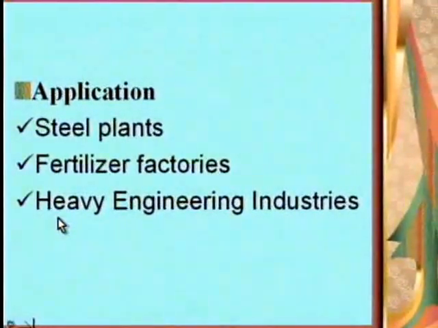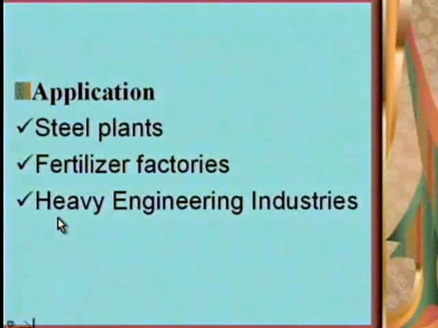Application. Joint stock companies are applied in very large industries like steel plants and fertilizer factories, and also heavy engineering industries like heavy electricals and heavy plates and vessels. All the large companies must go for a public limited company, because the money involved in starting the company is very large.